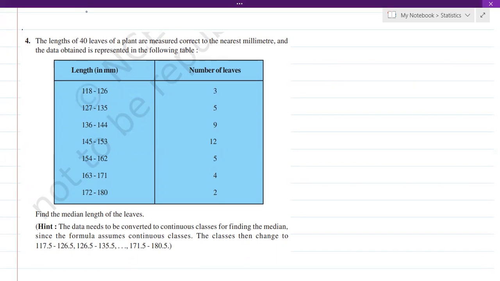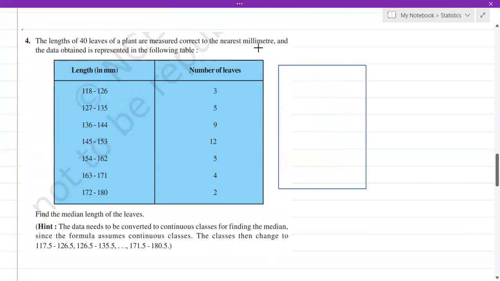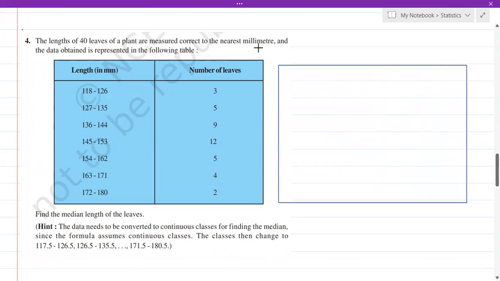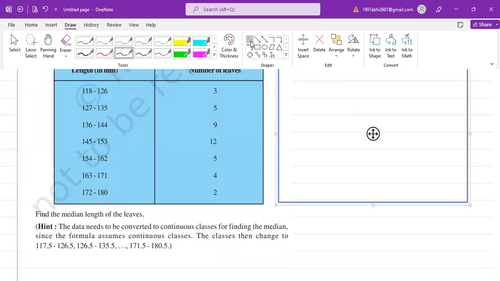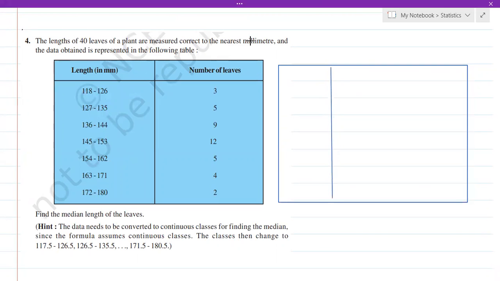So let's reconstruct the table again. Okay, let's subtract 0.5 from the lower limit and add 0.5 to the upper limit. Okay, then let's find CF also. So here what they've given us is class interval and frequency. We should also find CF.